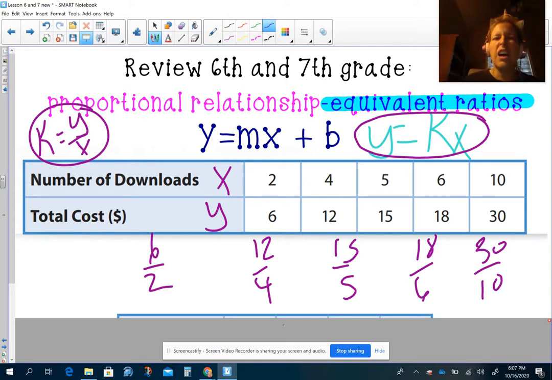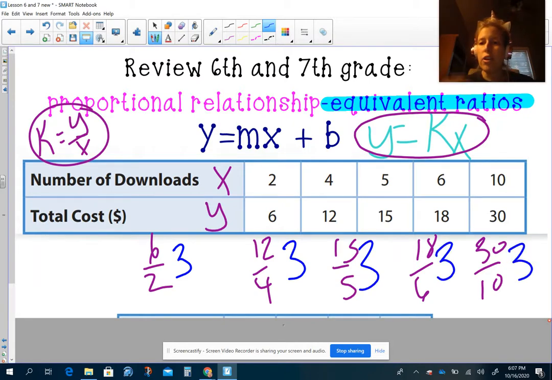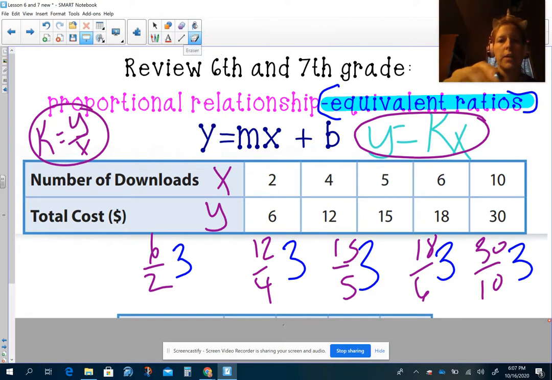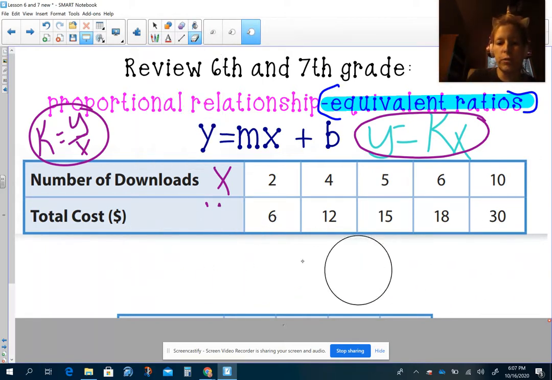Okay, now let's simplify each one of these fractions and see if they're equal. 6 over 2 is 3, yep. 12 over 4, yep. Oh my goodness, they're all 3s. How do you know this is proportional? Because they are all equivalent ratios. That's exactly right. Okay, let's look at another reason why they're proportional.